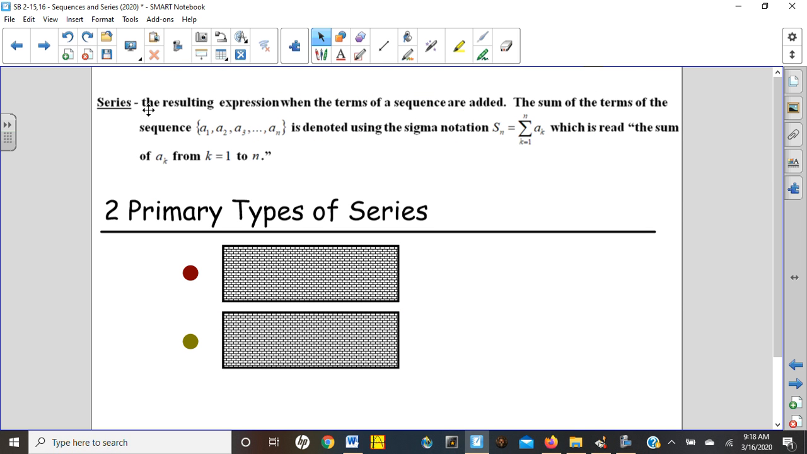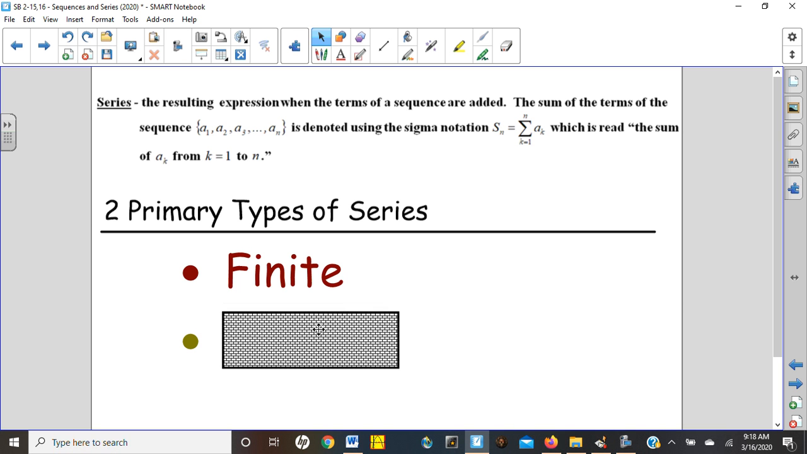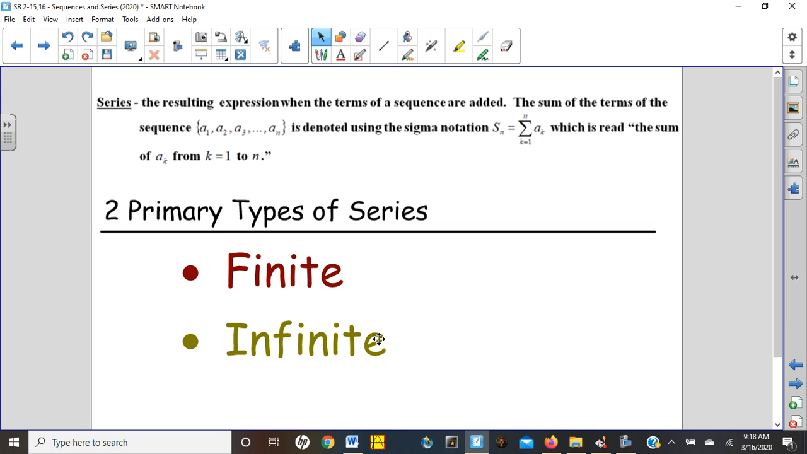Maybe we should talk about series now. Series are very closely related to sequences. Series are what you get when you take your sequence and add them all together. The sum of the terms of a sequence are called a series, and just like we had the two primary types of sequences, we have finite series and infinite series.